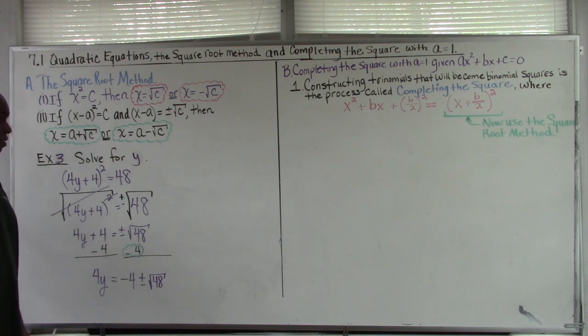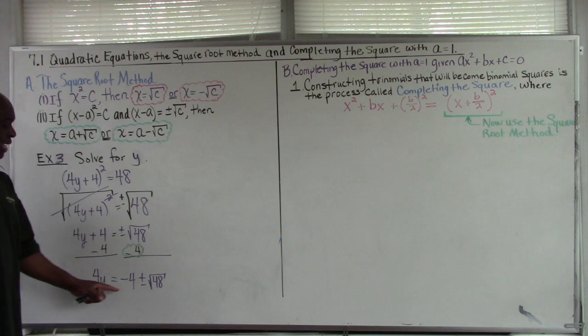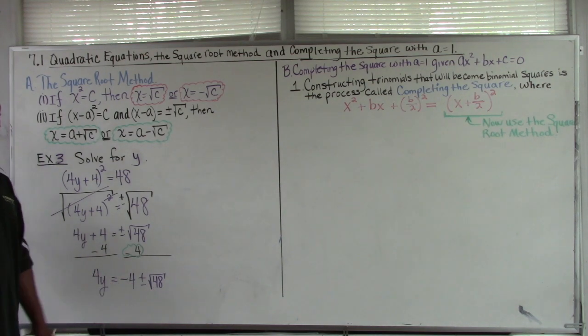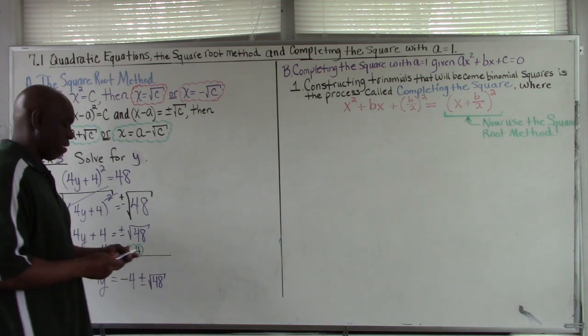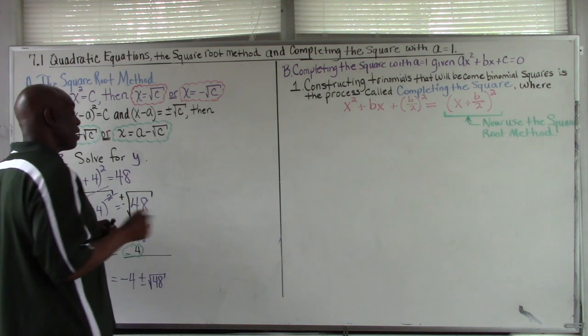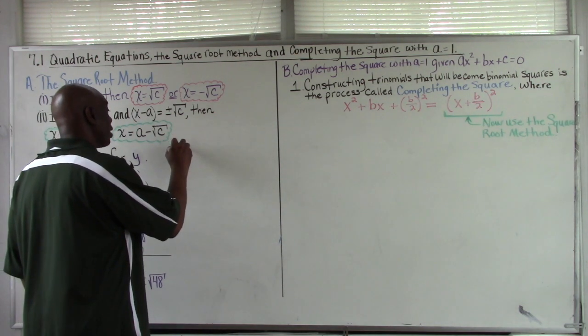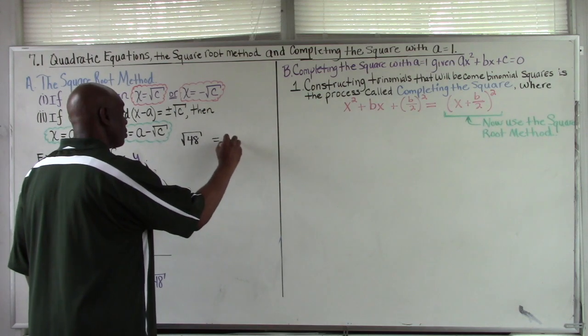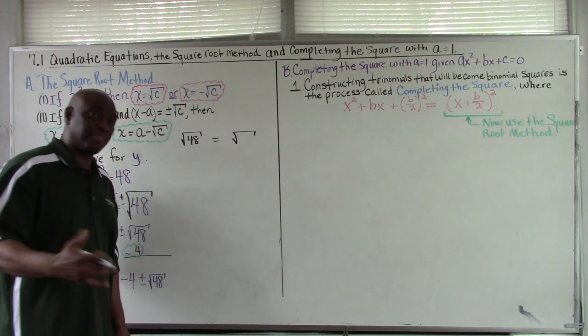All right. At this stage, we can go ahead and break down the square root of 48. Let's see if we can break it down. The square root of 48, what does it actually equal? How can we simplify it?